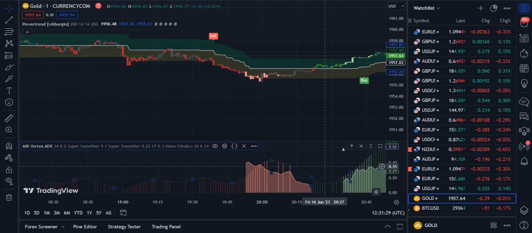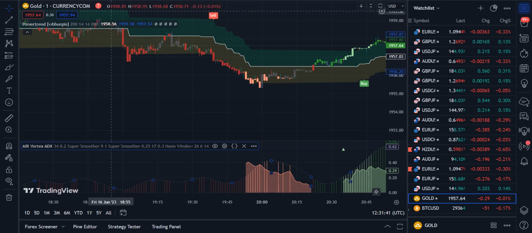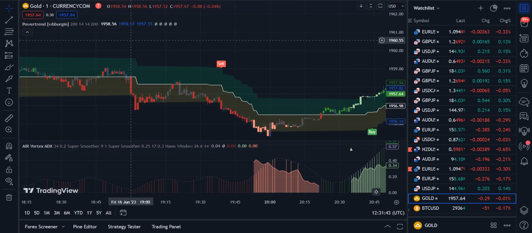As you can see, it is also in two colors, one is red and one is green, or light green and light red or pink, as you can see here. Now we will do a few adjustments to both of the indicators.